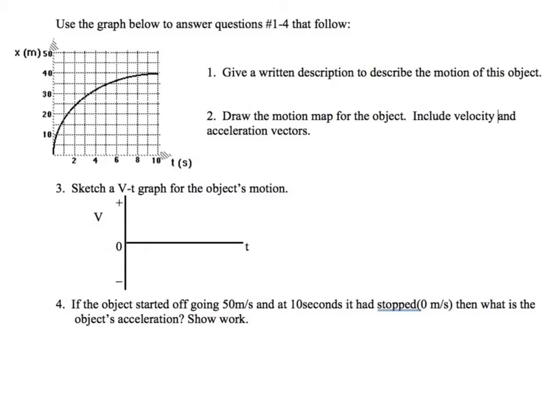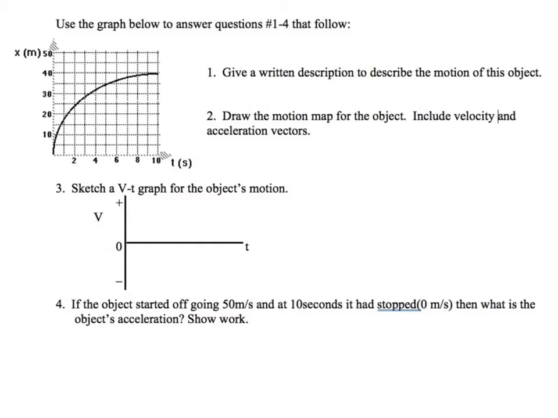Numbers 1 through 4. Here we go. Written description to describe the motion of this object. Now, first of all, you have to look at what kind of graph it is. It is a position-time graph. What do you know about position-time graphs? The slope means what? Velocity. The slope of this graph is telling you velocity.